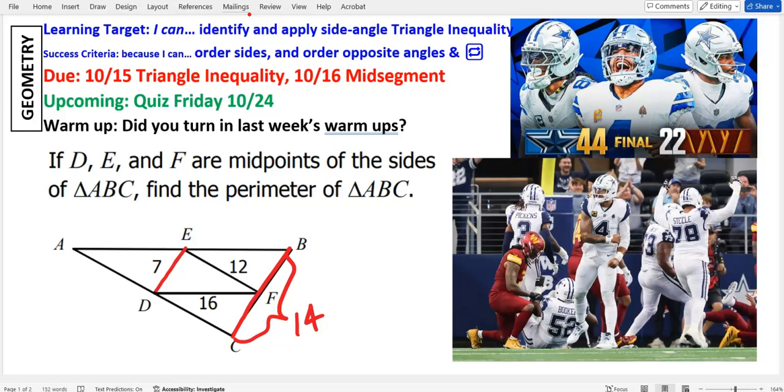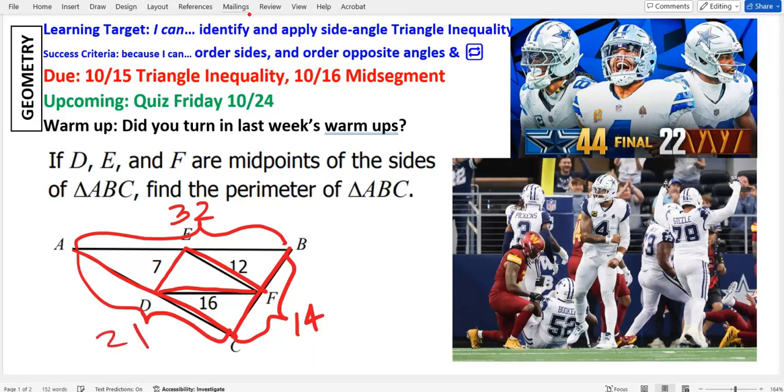Okay? That's a review. What about this one? If DF is 16, how do I figure out AB? Times 2. 16 times 2 is 32. You can always use decimals. Now, last one. What about if this mid segment is 12? What's AC? 12 times 2? Yeah, AC. It's pretty cool, actually.